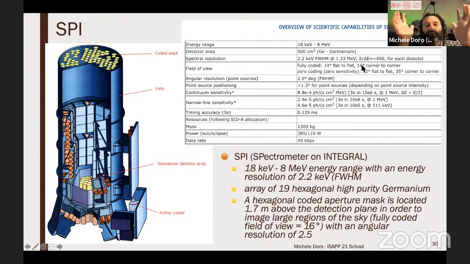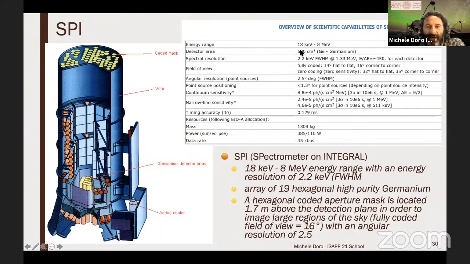This means that you can observe a certain fraction of the sky. The angular resolution is pretty important, 2.5 degrees. It's a lot. It's more than the moon, for example. You cannot see the moon as a point source. What else? You have the continuum sensitivity, and the narrow lines, because a narrow line means one line is different from the continuum, and so on and so forth. Mass and power, maybe these things you don't need. But if you're really interested, you have to go there and try to learn more about the instrument.